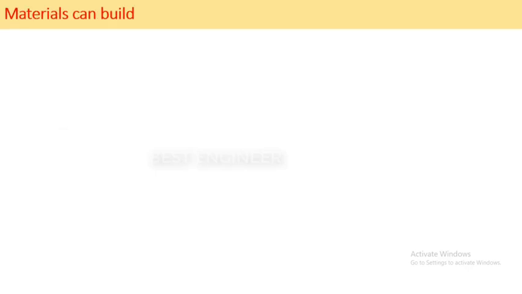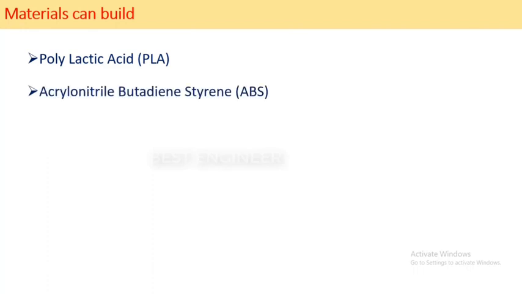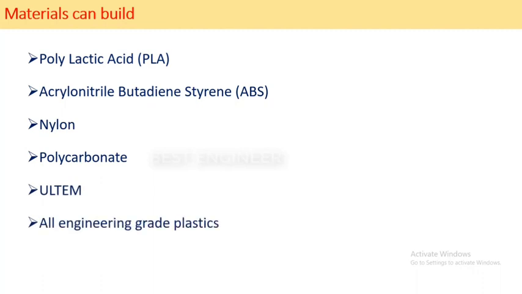What materials can be used here? Initially, we need to know about the materials which can be used for making the component. In FDM technology, the raw material is in the form of plastic wire with a diameter of 1.75 millimeter. Now let's see what materials can be used here. Polylactic acid, acrylonitrile butadiene styrene, nylon, polycarbonate, ULTEM, and all engineering grade plastics can be used as a raw material.